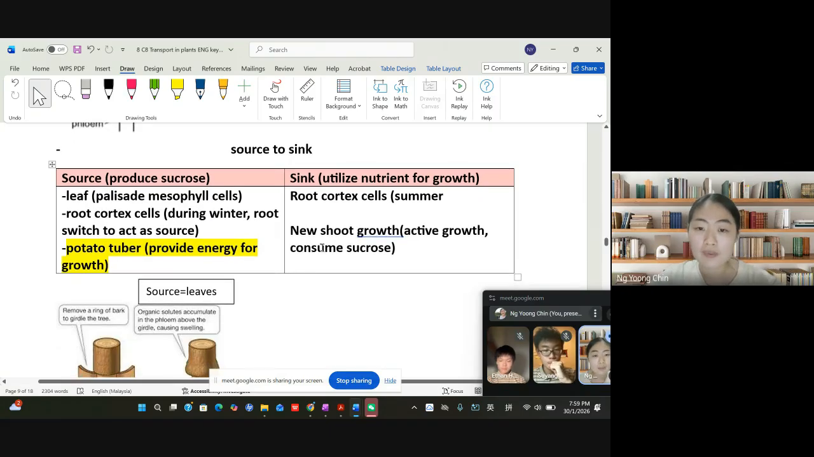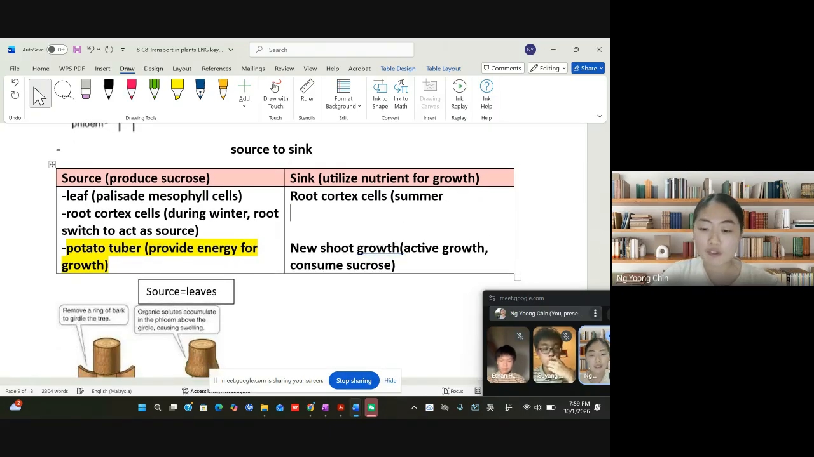And then about your sink, actually, I forgot to put one potato tuber. Because the potato tuber, at the summertime, can store the nutrients. And then at the springtime, they can release their nutrients to the other growing regions.